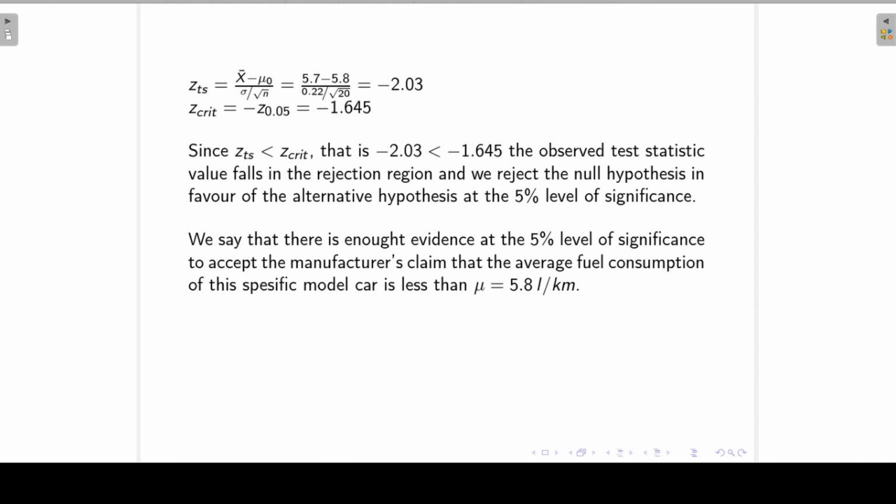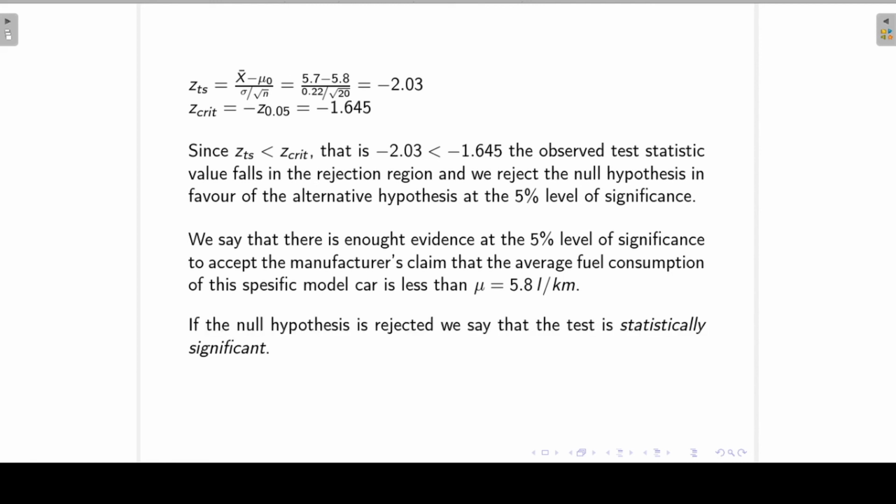We can reject the null hypothesis in favor of the alternative hypothesis at the 5% level of significance. So we come to the conclusion that there is enough evidence at the 5% level of significance to accept the manufacturer's claim that the average fuel consumption of this specific model car is less than 5.8 liters per kilometer. Now, if the null hypothesis is rejected, we say that the test is statistically significant.